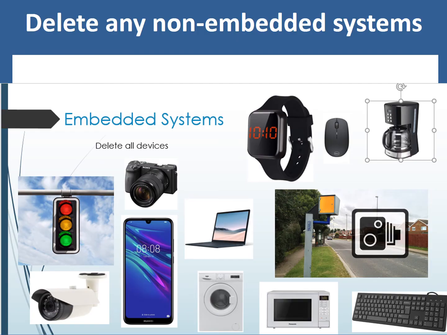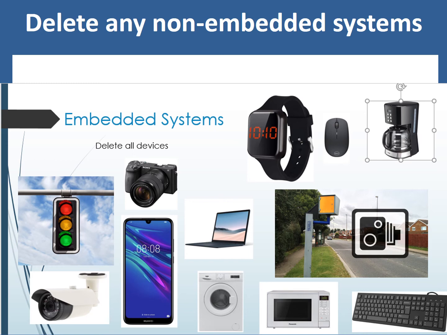Your final task for this lesson is to find this page in your workbook and delete any devices which you think are not embedded systems so that you have a list of embedded systems. Do that now. Please pause the video, then we'll have a look at the answers. Okay, so you should have definitely deleted mouse and keyboard.